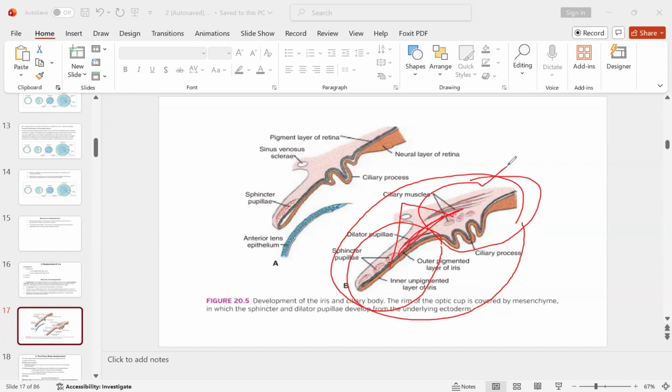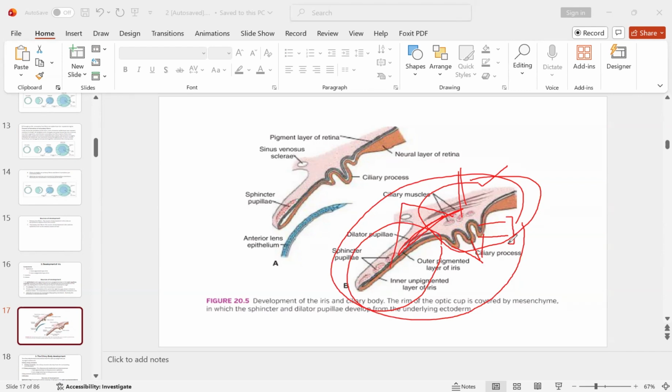So now let's just talk about the components of the ciliary body. The ciliary body is composed of three main components, and what these components are: number one, ciliary muscles. These are the ciliary muscles. Number two, ciliary processes. These are the ciliary processes. The ciliary processes or the ciliary epithelium is composed of two main layers, and what these layers are: outer pigmented ciliary epithelium and the inner unpigmented ciliary epithelium. So these two are the two layers of the ciliary epithelium or the ciliary processes.